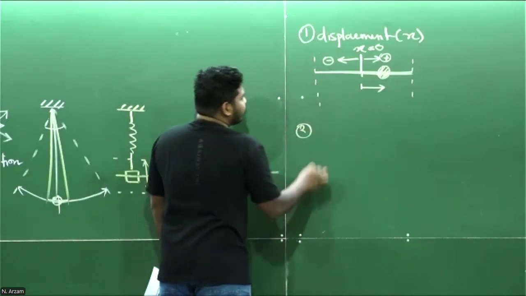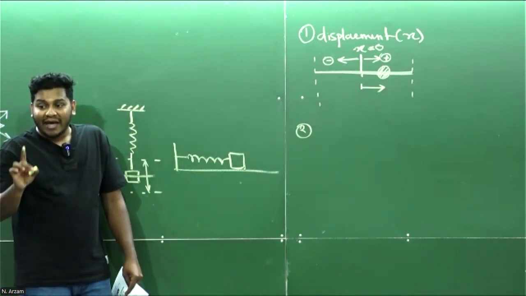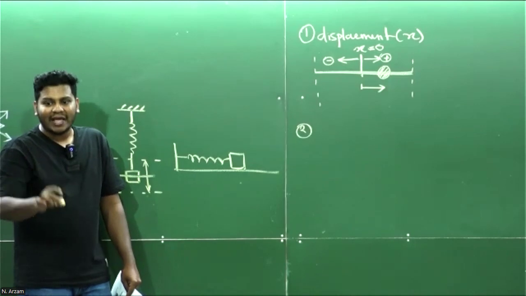The second one is amplitude. What is the definition of amplitude? The maximum displacement is known as amplitude.